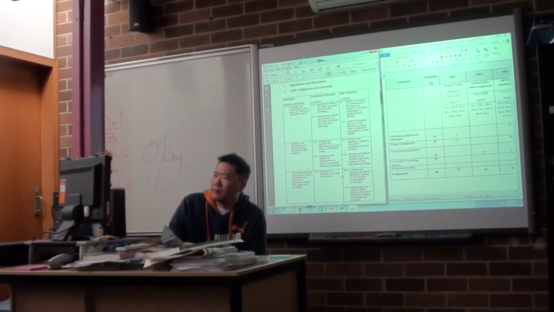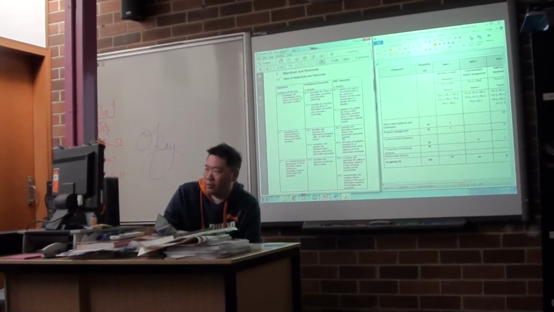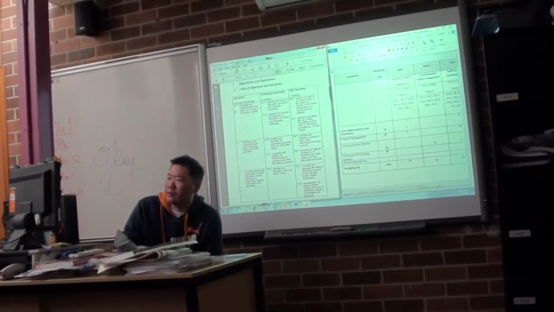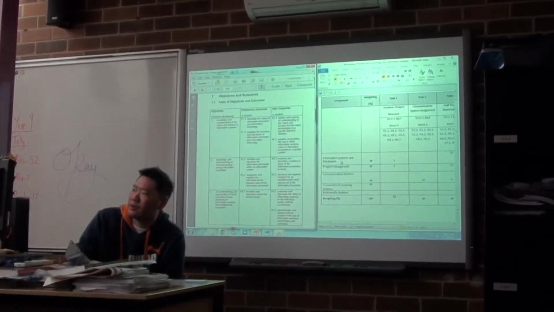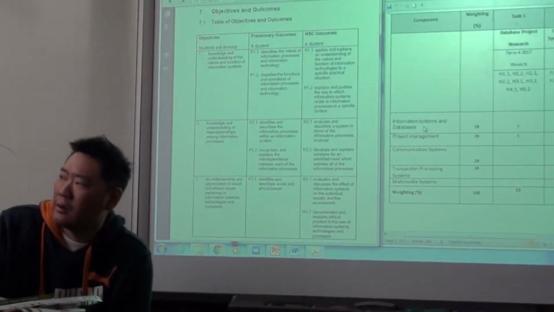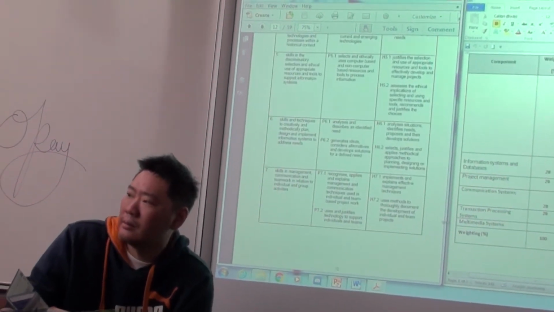Just continue. So you take H1, H2. Basically take point 1, point 2, point 3, and apply it to information systems and databases. But when you go further down, do you get specific ones for each?